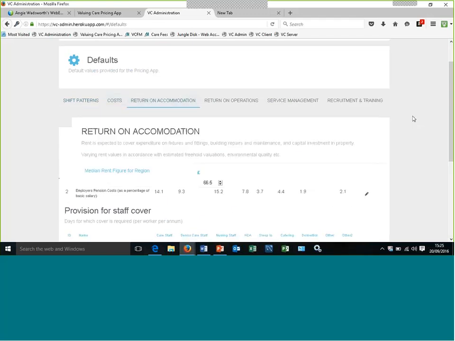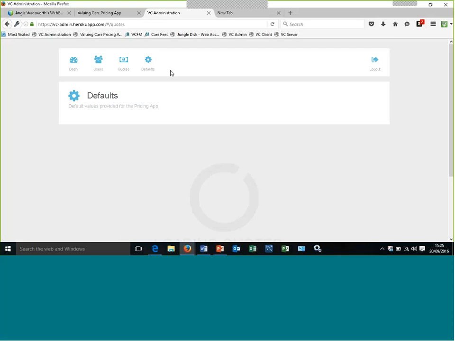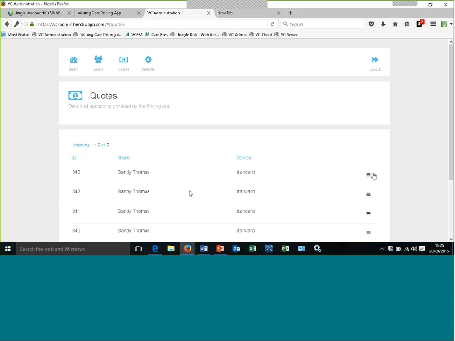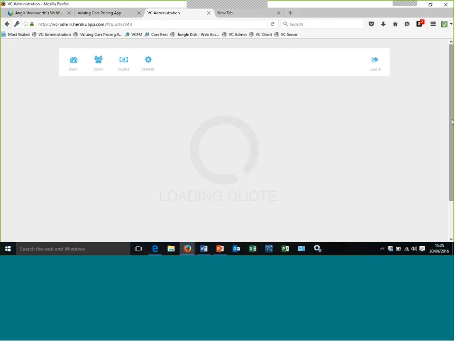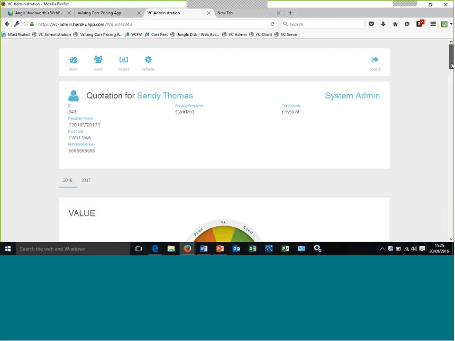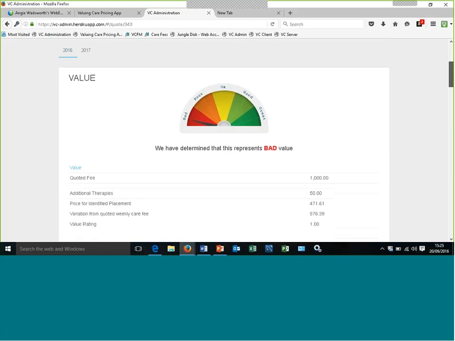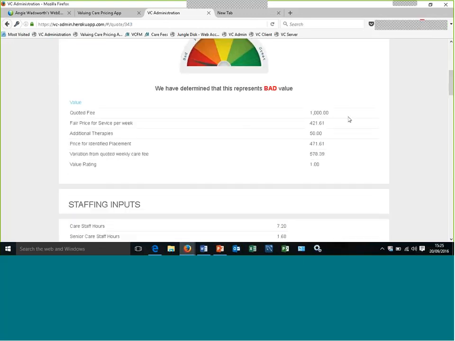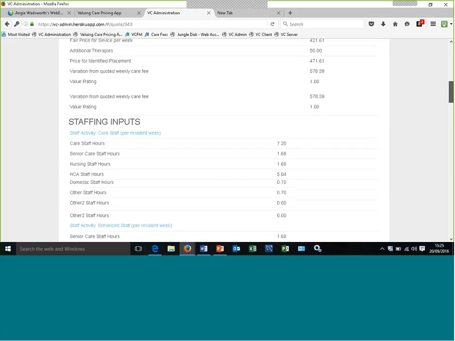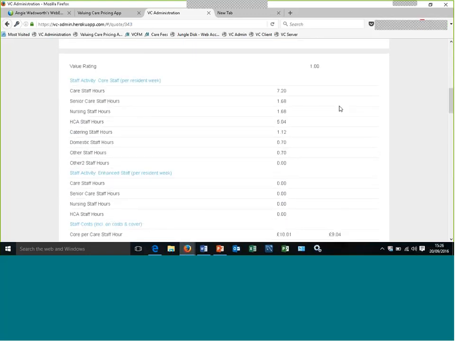But this can be better demonstrated if I take you into the quote that we've just generated for our Sandy Thomas, and I'll show you then what the defaults are in the background. Okay, here's our quote again. This time we can see that the quoted fee was, as I said, £1,000, and the expected fee is 471. There's a variation of £578 in here. But then we can start to look down at the comparisons, and the comparisons are the cost model.